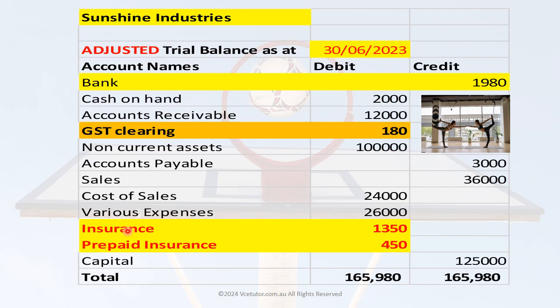But the change is for insurance, because that's the task for the balance sheet adjustment, to identify how much is the expense for the year and how much is paid in advance as an asset for the next year. So 450 here, prepaid insurance, will appear on the debit as an asset, and insurance as an expense for the year 1,350. The totals do not change because we didn't change any other amount. We only divided 1,800 into two.